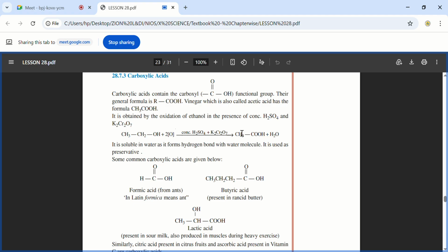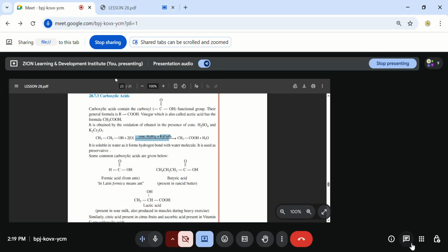Now you can convert an alcohol to a carboxylic acid with the help of this reaction. Look here. They're taking CH3CH2OH, which is called ethanol. Write it down below that, ethanol plus oxygen. This process is called oxidation, because addition of oxygen is called oxidation. We learned this in the chemical reaction lesson number 4. In the presence of sulfuric acid and K2Cr2O7. Now I'll tell you the compound name of K2Cr2O7: potassium dichromate.